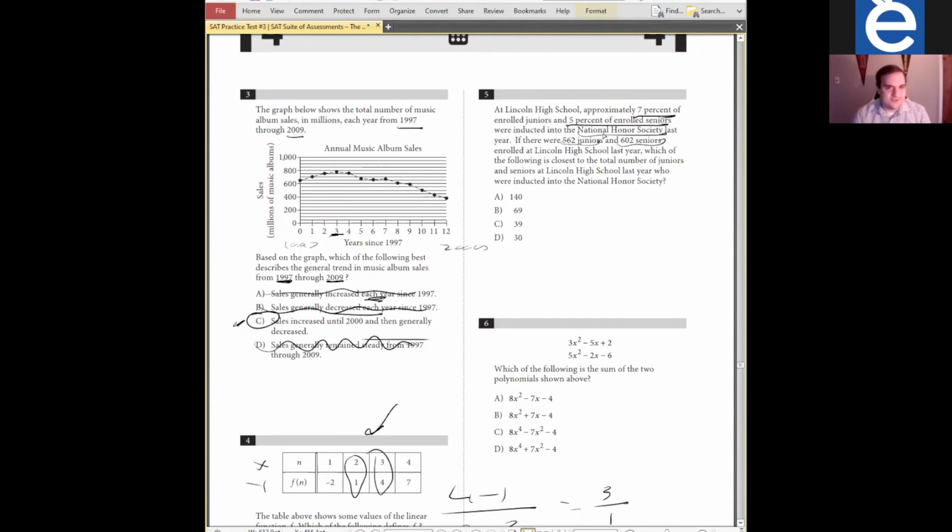All right, so this one's pretty straightforward. All we're doing is, we're going to multiply the percent of juniors by the number of juniors and the percent of seniors by the number of seniors and add them together. So 0.07 times 652.